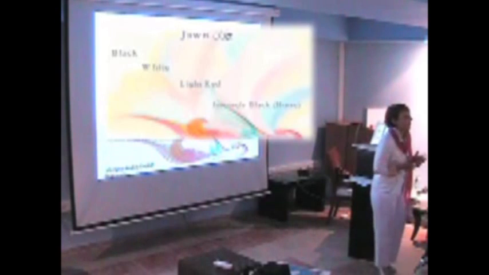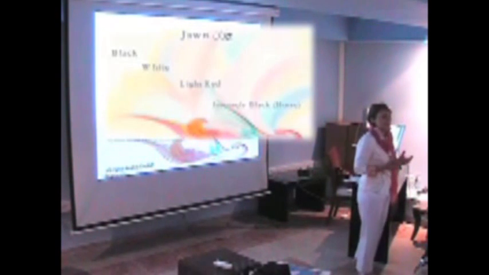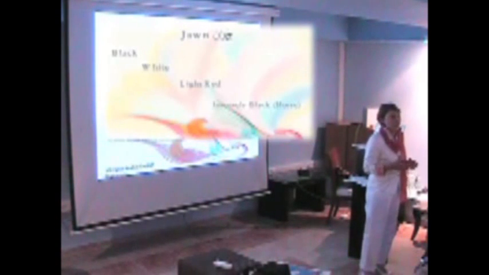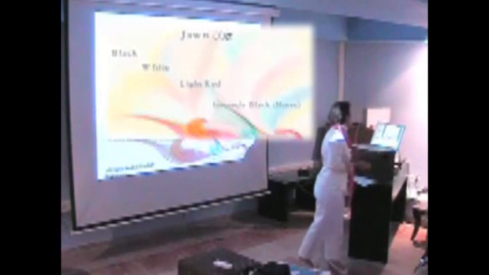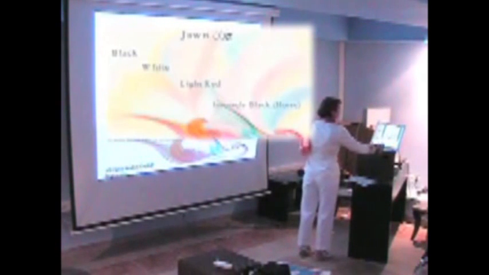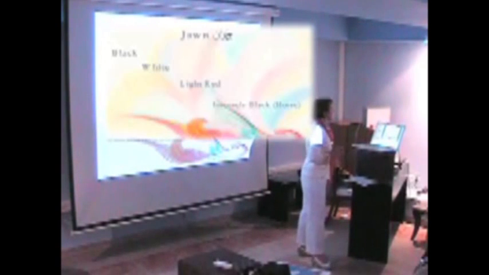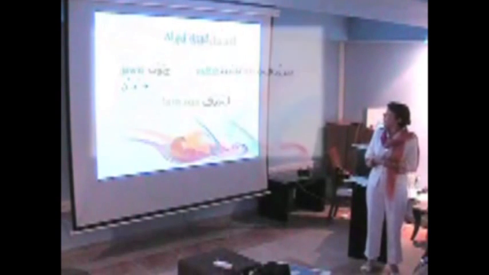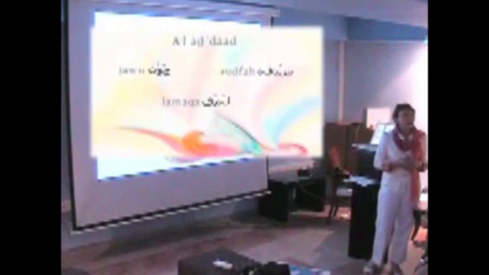And this is a way of indicating that Allah is everywhere to everyone at all times. He's the Alpha and the Omega. He's timeless. It's all there. So we have another few examples of Al-Adad. Jawn, of course, black and white. Sudfa, meaning light and also meaning darkness. Lamaka, which means he wrote it and he erased it.